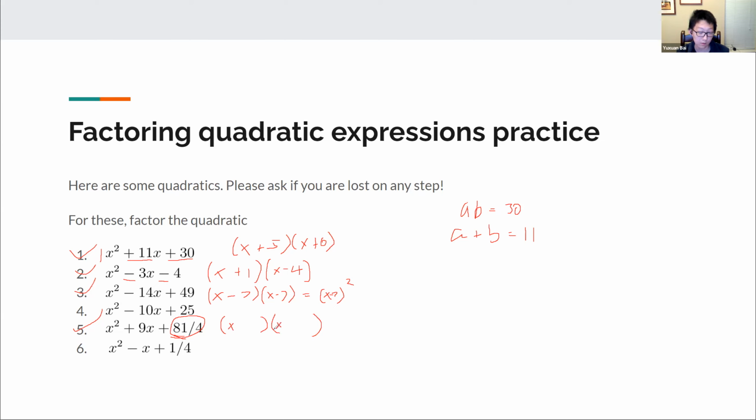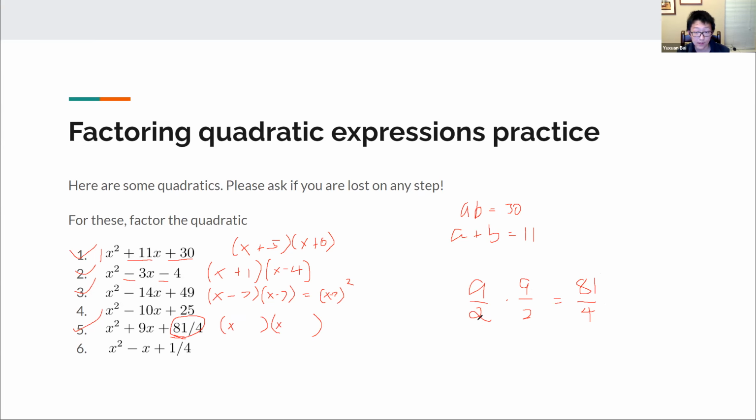factors are not whole. And here we can see that 9 over 2, so the fraction 9 over 2 multiplied by itself gets you 81 over 4. Now, how did I see this? Because 81 is just 9 squared, and 4 is just 2 squared. So it makes sense that 9 over 2 times 9 over 2 would be 81 over 4.